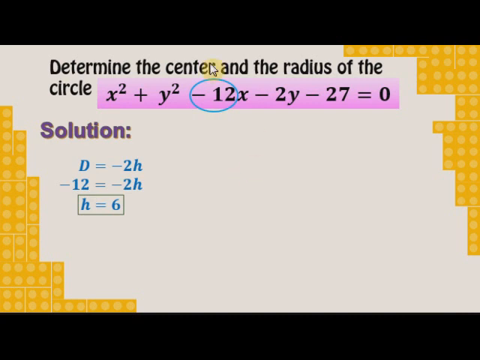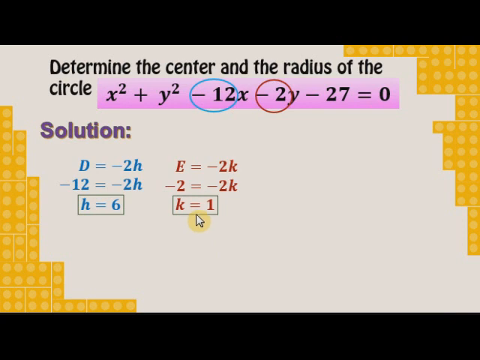That is our h. And how about for our e? We also have a formula for that. Still remember? So e is equal to negative 2k. And here, since our e is negative 2, we can have negative 2 is equal to negative 2k. Simply divide by negative 2 here. You can have k is equal to positive 1.